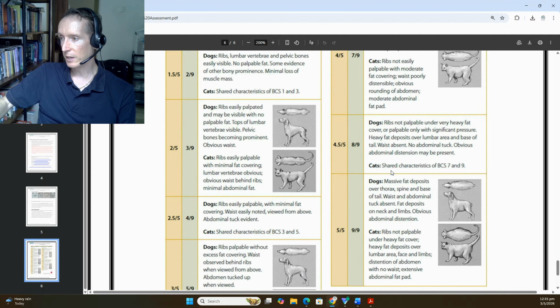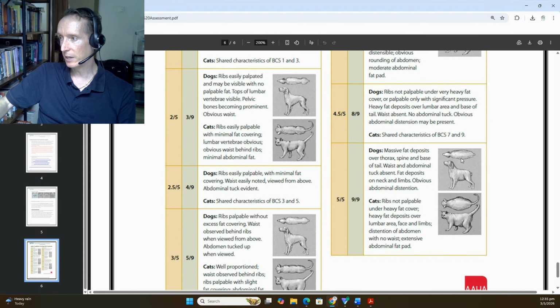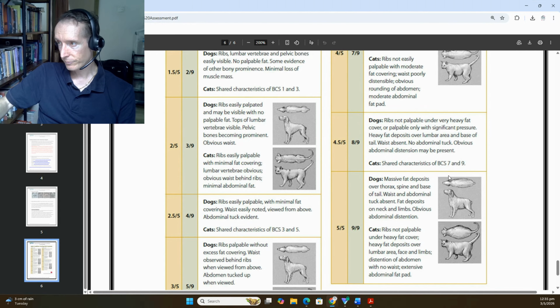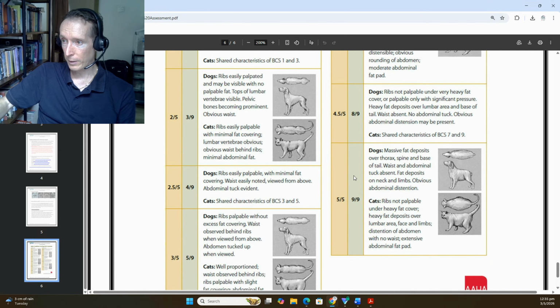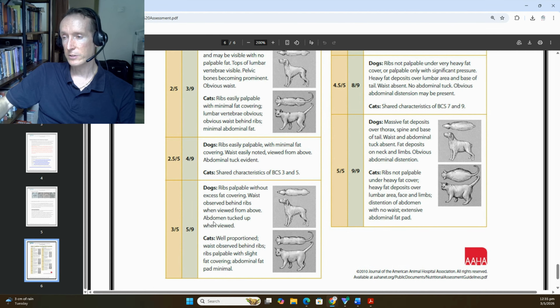On the other end of the scale, we've got 8 and 9 out of 9, where the silhouette, or the body shape, is very different because of obesity. Okay, so we're hoping more for 4 or 5 out of 9, where you can feel the ribs, where there's some body shape, and the body's well proportioned.